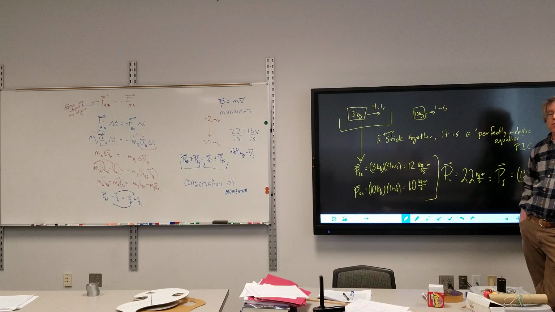A 3 kilogram mass is moving to the right at 4 meters per second. In front of it, or it is pursuing, a 10 kilogram mass heading at 1 meter per second, also to the right. They will collide in a perfectly inelastic collision. What is the final velocity?